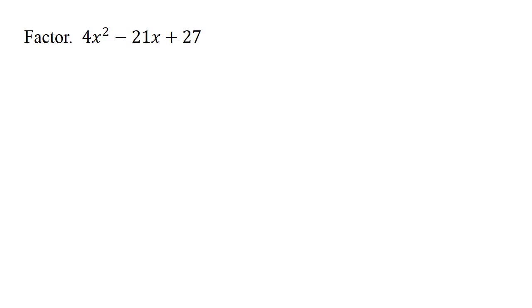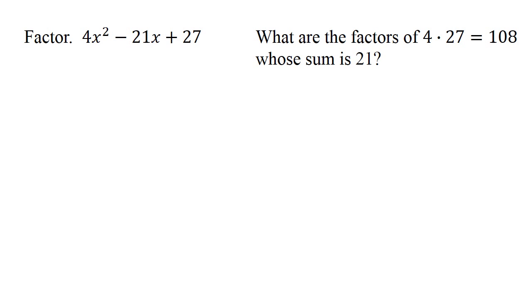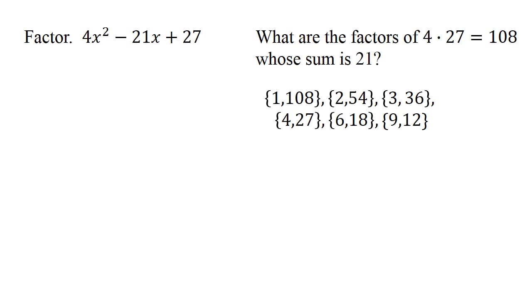So again, we're going to take 4 times 27. We're going to ask ourselves, what are the factors of 4 times 27, so 108. And notice that's a positive 27, so we want to know their sum, that is 21. So what things multiply and make 108, but if you add them, you're going to get 21. And so again, here's all the whole number pairs, and we're just going to go through and think about if we add them together, which ones give us 21.